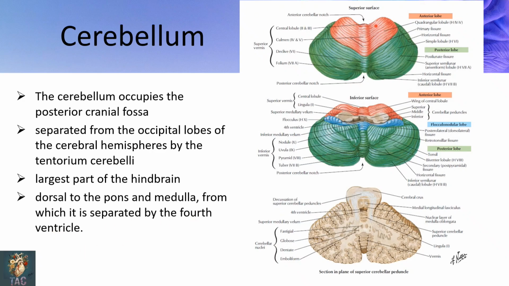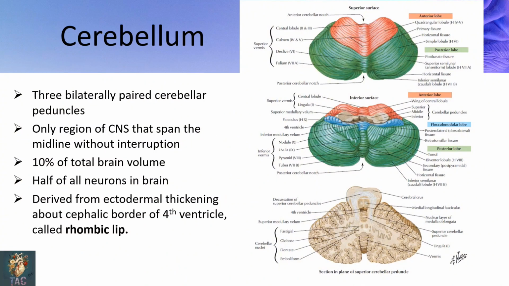In this diagram, you can see this is the superior surface of the cerebellum, this is the inferior surface of the cerebellum, and this one is the cross section of the cerebellum. This one is the anterior lobe, the posterior lobe, and this in blue color is the flocculonodular lobe of the cerebellum. We will discuss all of these features in detail now.